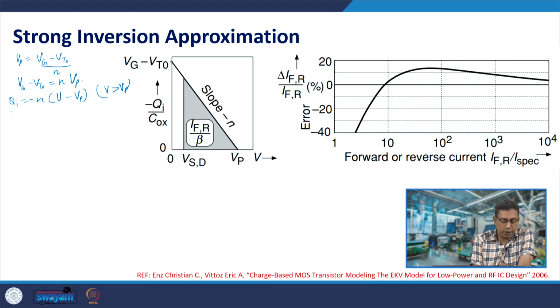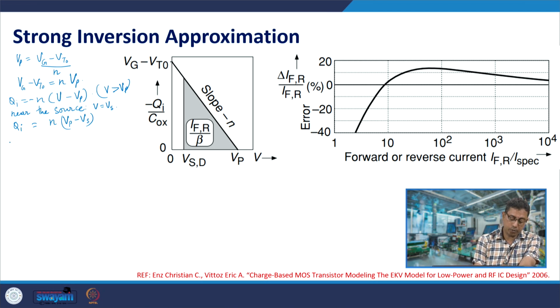So, at the source edge of the channel, near the source, Qi is equal to n Vp minus Vs. Now let us try to expand this. n Vp is Vg minus Vto. So, you can write this as Vg minus Vto minus n Vs. Now, let us use this to obtain an expression for the strong inversion regime current.